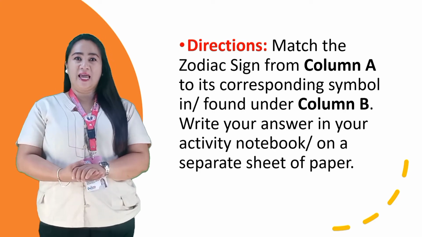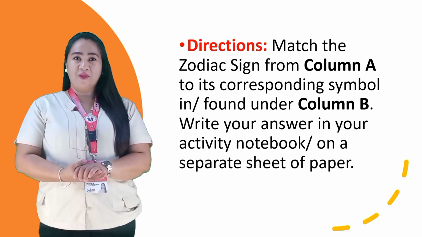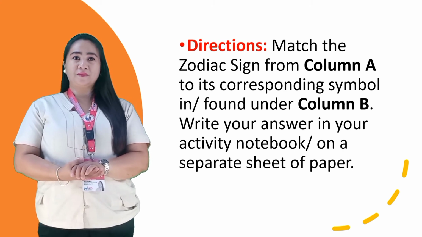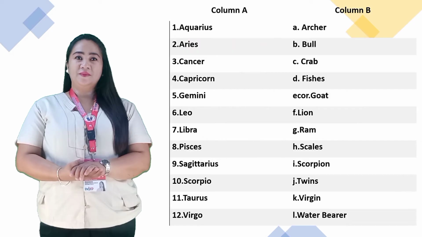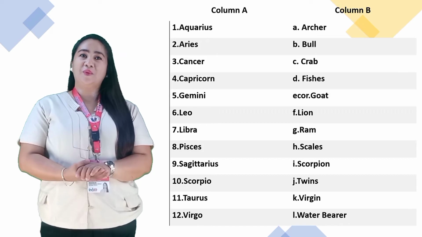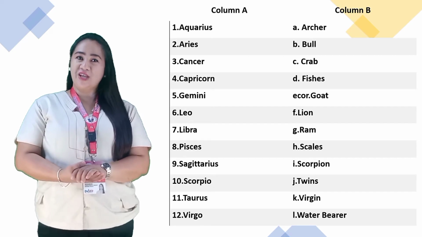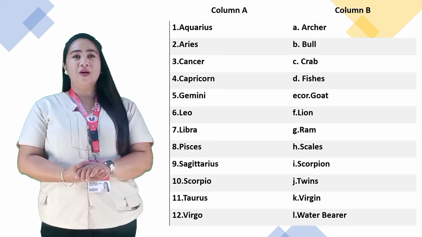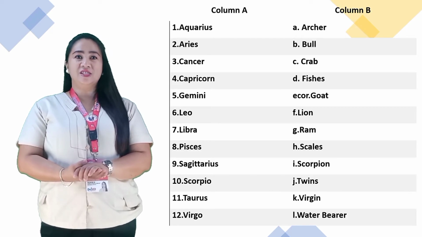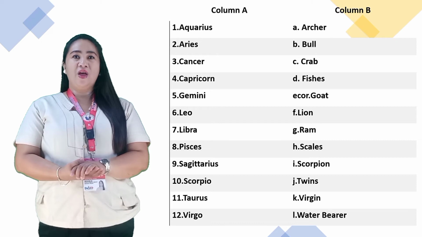Direction. Match the zodiac sign from column A to its corresponding symbol found under column B. Write your answer in your activity notebook or on a separate sheet of paper. Column A, number 1, Aquarius. Number 2, Aries. Number 3, Cancer. Number 4, Capricorn. Number 5, Gemini. Number 6, Leo. 7, Libra. 8, Pisces. 9, Sagittarius. 10, Scorpio. 11, Taurus. And 12, Virgo.